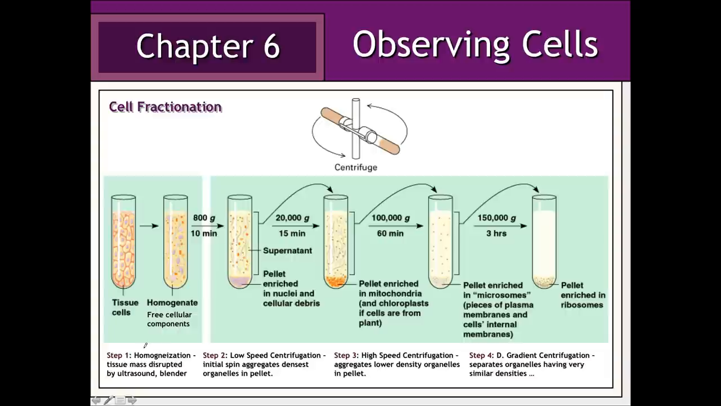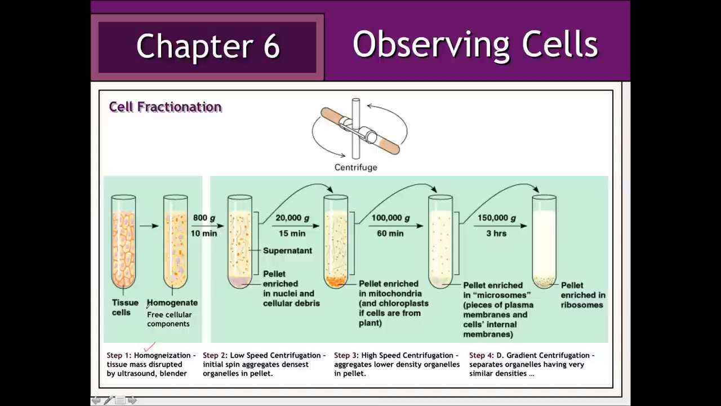The process starts with obtaining a tissue sample derived from either plant or animal matter, after which the tissue sample is homogenized, whereupon the tissue mass is disrupted or broken apart either by chopping it up in a blender or even exposing the tissue sample to high-frequency sound waves. The resulting soupy cellular mixture is often referred to as a homogenate.